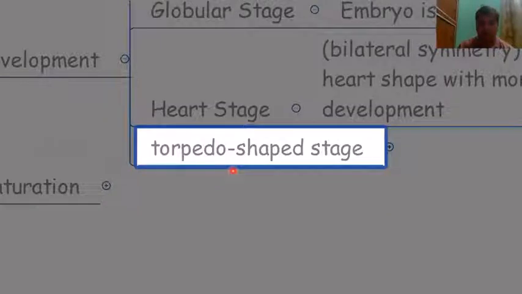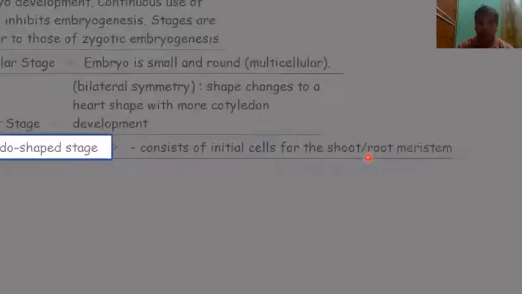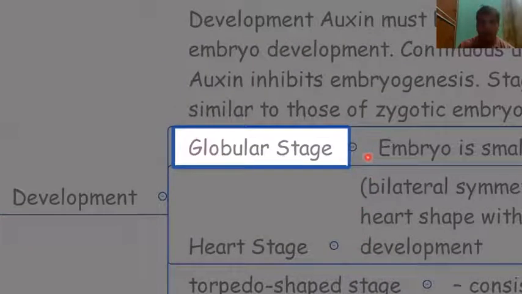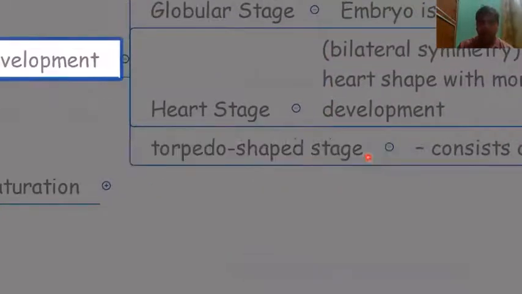Then we have the torpedo shape stage, and it consists of the initial cells for the shoot and root meristem. So under development, we see that the induced cell, which commits to further develop into an embryo, undergoes these different stages, which are the globular stage, heart shape, and the torpedo stage embryo.